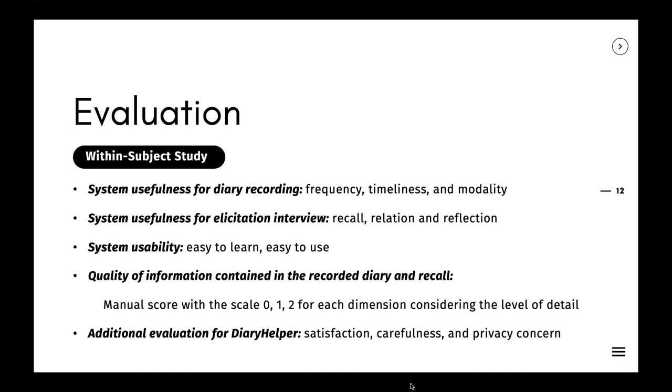To evaluate the quality of the recall, we transcribed the participants' responses and manually scored with the scale 0, 1, and 2 for each dimension of contextual information, considering the level of detail. Particularly for DiaryHelper, we also asked 3 additional questions: whether they were satisfied with DiaryHelper's prediction, checked DiaryHelper's prediction carefully, and had privacy concerns.